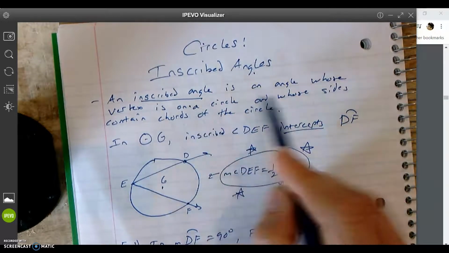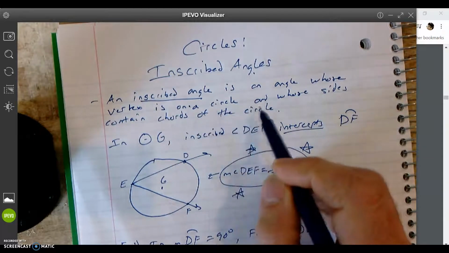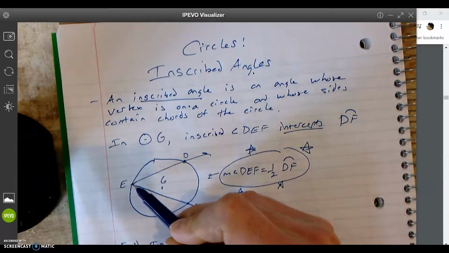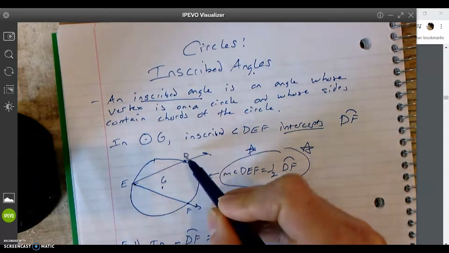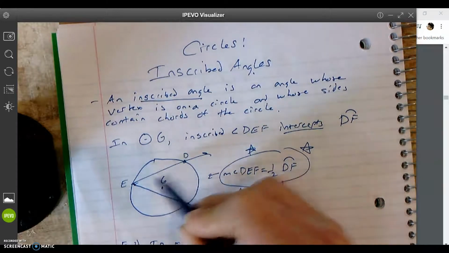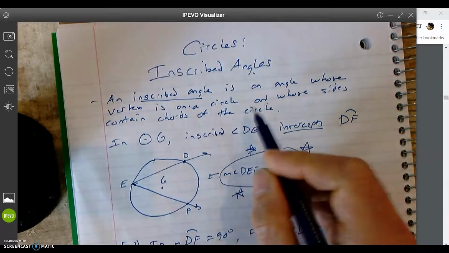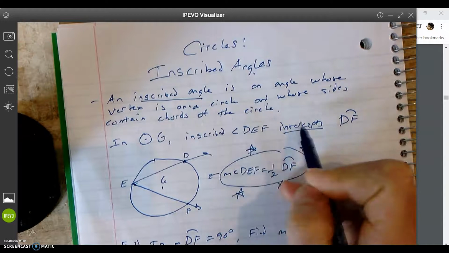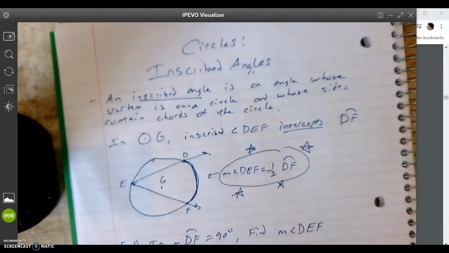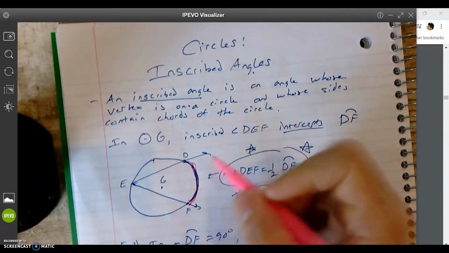An inscribed angle is an angle whose vertex is on a circle and whose sides contain chords of the circle. So here's the vertex right here on the circle, and then the sides are chords that don't go through the center. Right there and there. So D, E, F would be an inscribed angle. And what's also important is that this is called the intercepted arc. So this arc here.